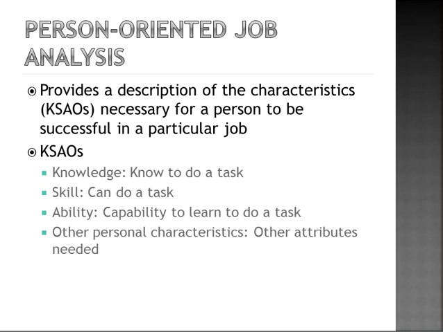The person-oriented job analysis provides a description of the characteristics, the KSAOs, necessary for a person to be successful in a particular job. The KSAOs: the K, knowledge, skill, ability, and other personal characteristics. So, know how to do the task. You can do the task. You have a capability to learn to do a task. And then the other personal characteristics or attributes needed for conducting that job.